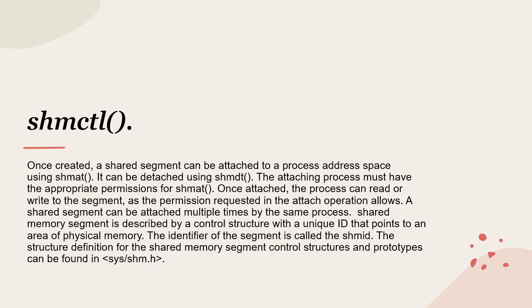A shared memory segment is described by a control structure with a unique ID that points to an area of physical memory. The identifier of the segment is called the shmid. The structured definition for the shared memory segment control structures and prototypes can be found in sys/shm.h.